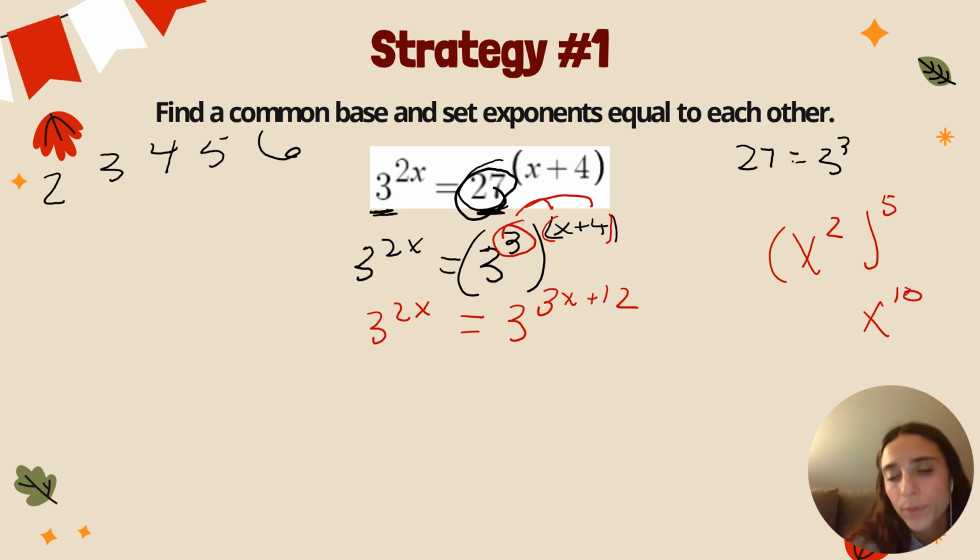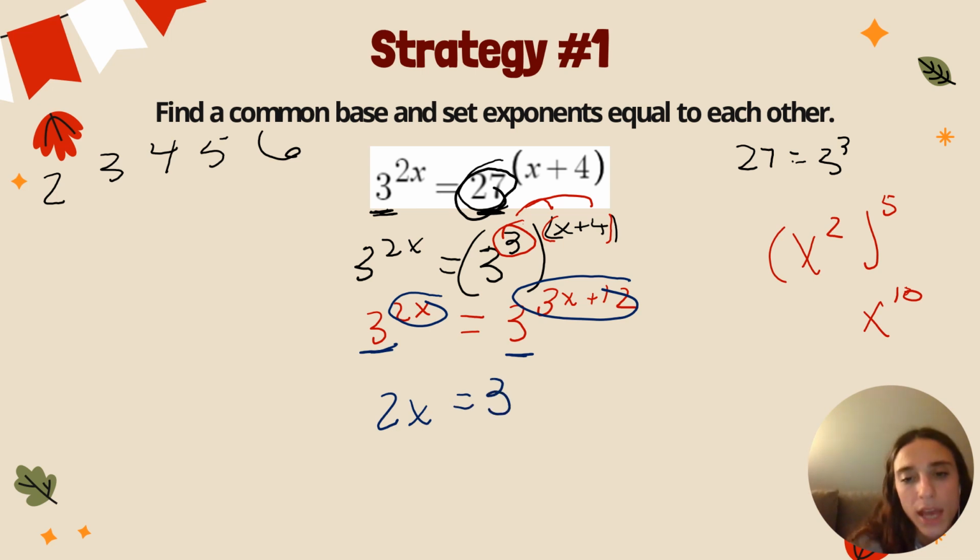You multiply, all right? When I have the same base, 3 is my base, 3 is my base, and only when you have the same base, and it has to be exactly the same, it can't be 3 and negative 3, it's 3 and 3, what we're going to do is set the exponents equal to each other. So I'm going to do 2x equals 3x plus 12, and then solve. So I'm going to subtract 3x, and I get negative x equals 12, so x equals negative 12.